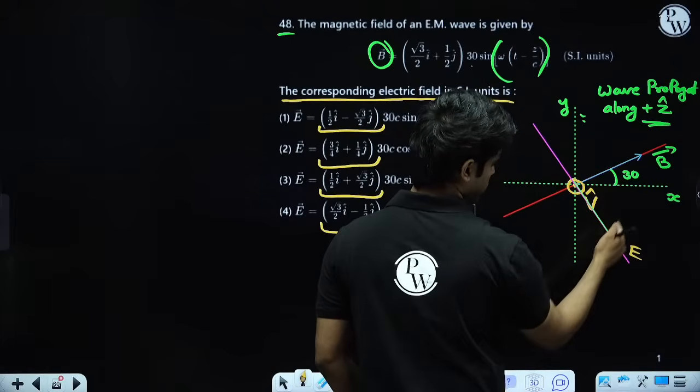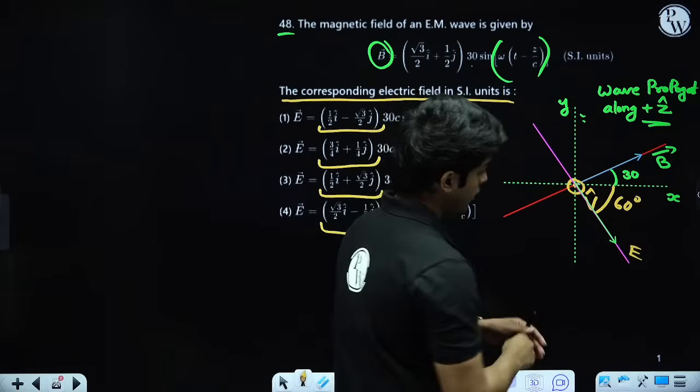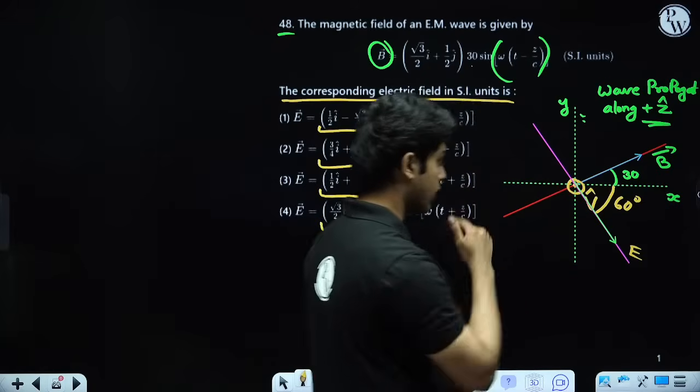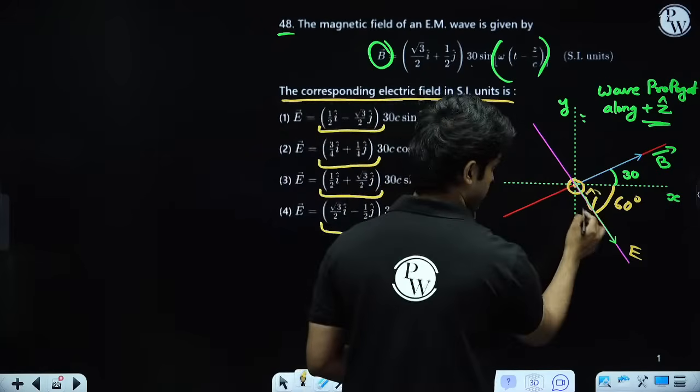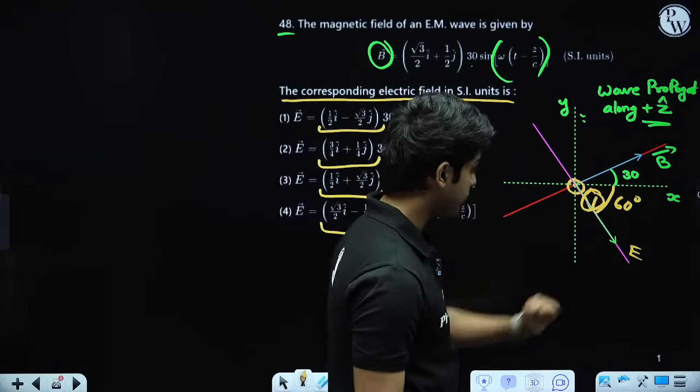E and B are also perpendicular, so this angle is 60 degree. Now if you do E cross B, the direction is coming out of the page, which is the direction of V. So now we can easily write the unit vector along the electric field's direction.